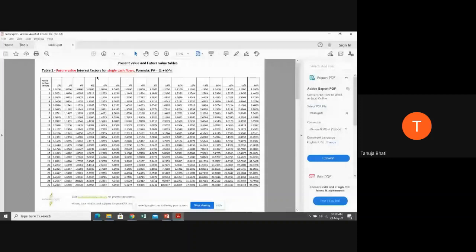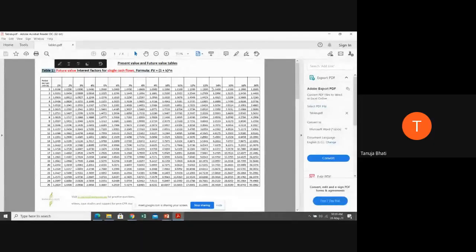The flow of cash is only once. So here in the table name itself, it will be given that future value interest used for single cash flow. So when you want to calculate the future value, you are going to use table number 1. Now, table number 2 is to be used when you have to find a future value of an annuity.